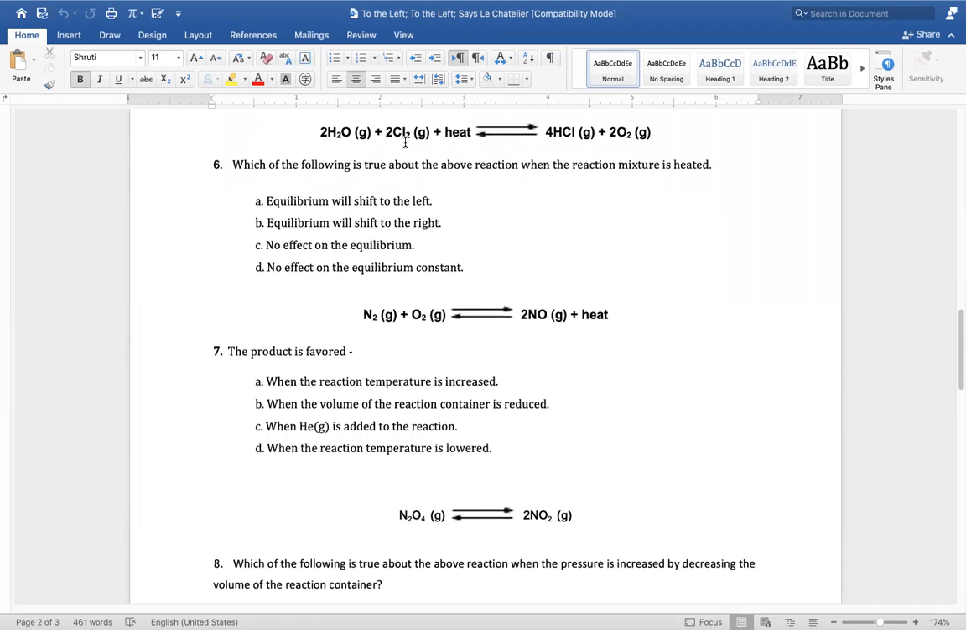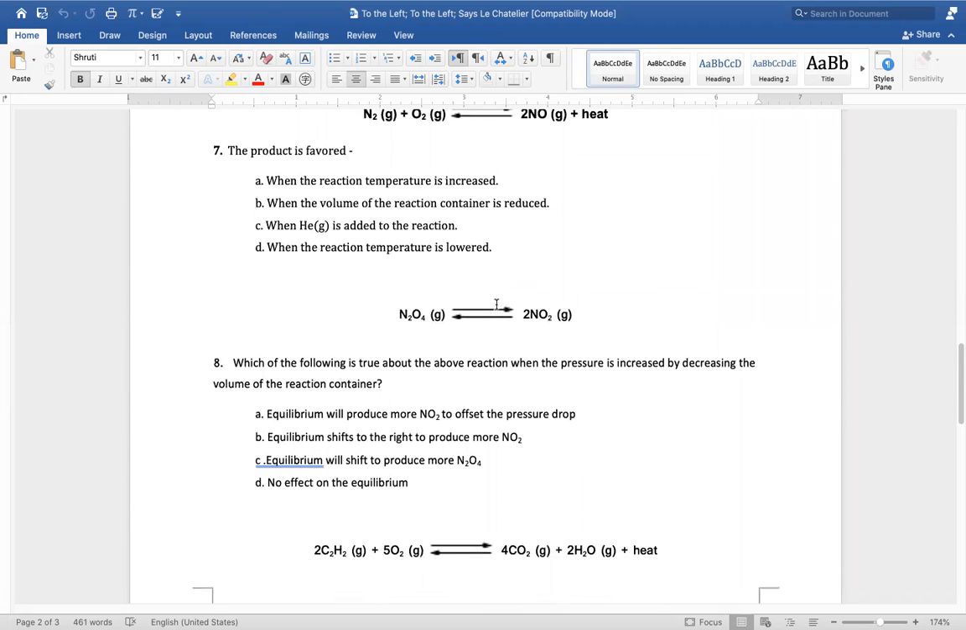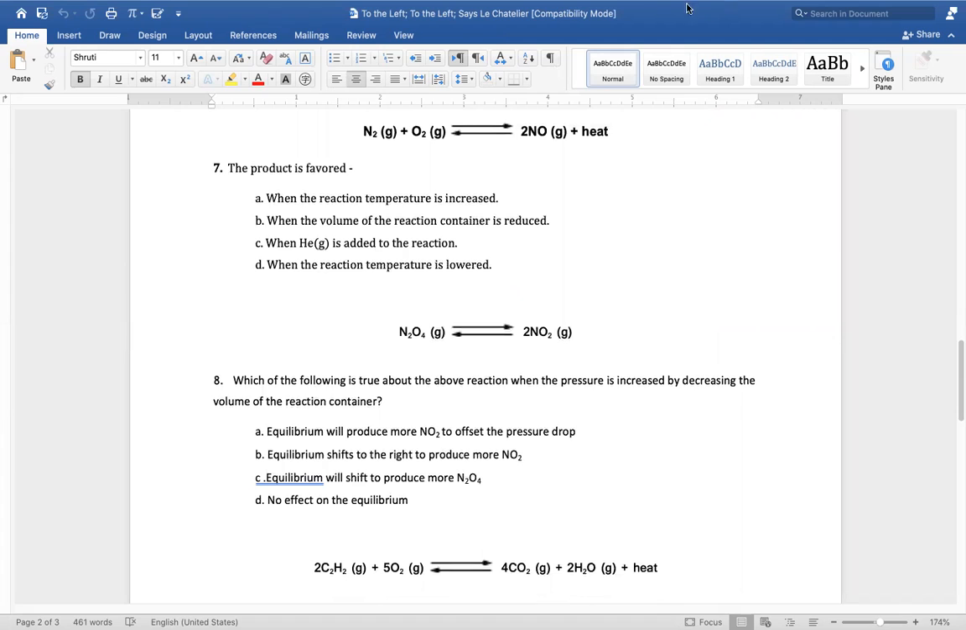Let's take a look at something a bit different. We've done enough heat. So let's take a look at this one. So here's our reaction again. So it says the product is favored. So I want the reaction to shift in this direction. So there's a couple things we can do. We can add reactants. We can take out products. So that means we could either take this out or we could take heat out. So I could bring this down, I could bring this down, or I could increase over here. So let's see if any of those are an option.